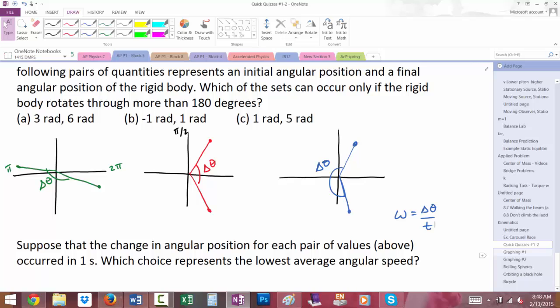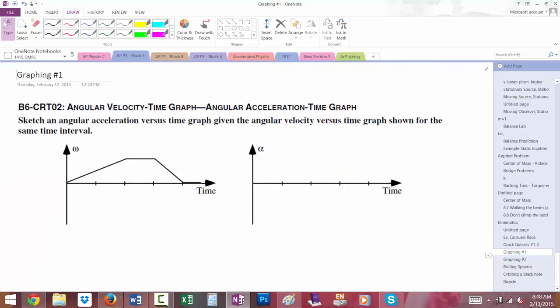You've noticed a bunch of parallels, yes? Between the translational stuff and the rotational. We're just going to do some more of it. Here we go. Yes, graphing. I've missed it so much. All right. Angular velocity time graph, angular acceleration versus time graph.